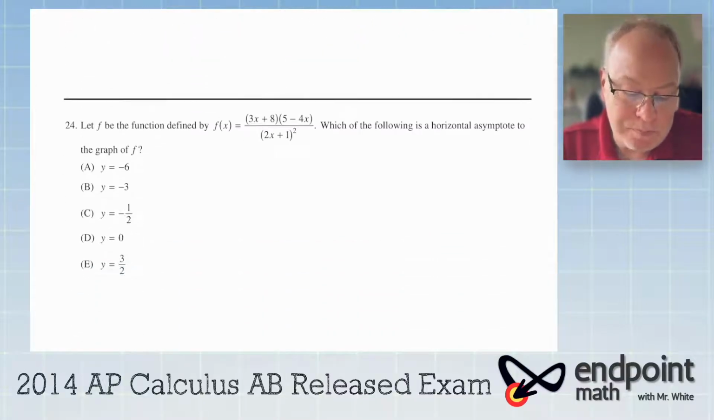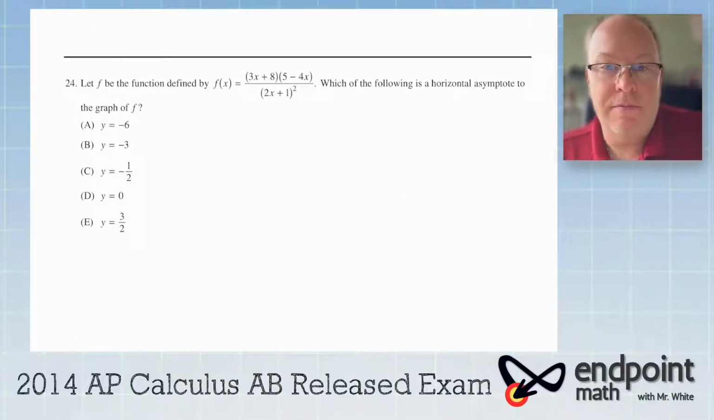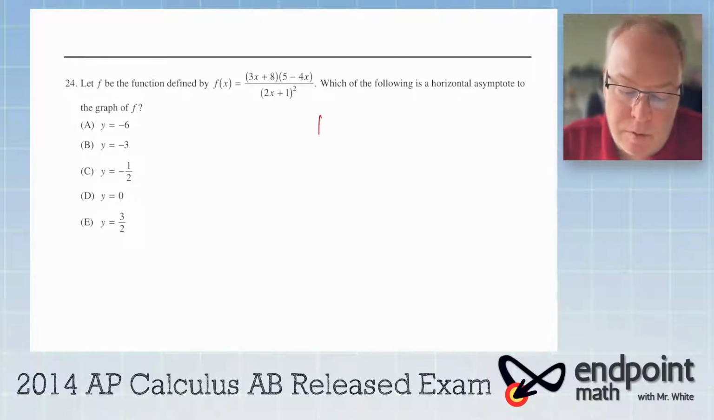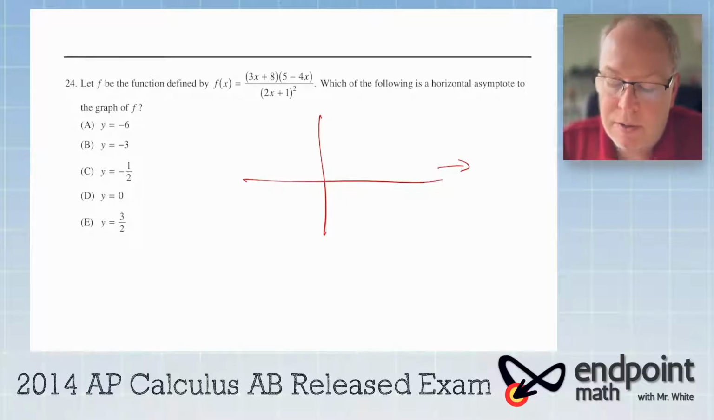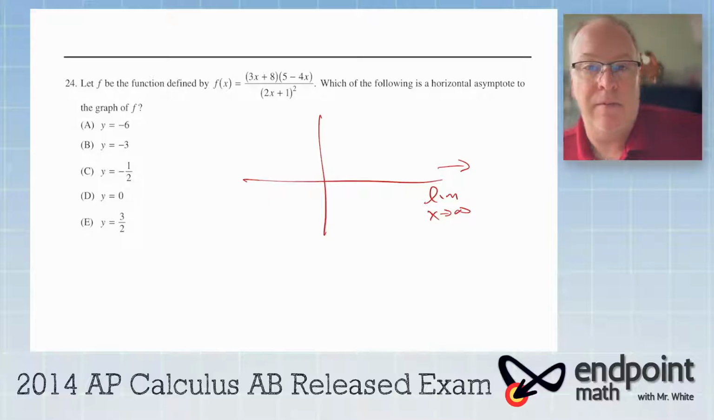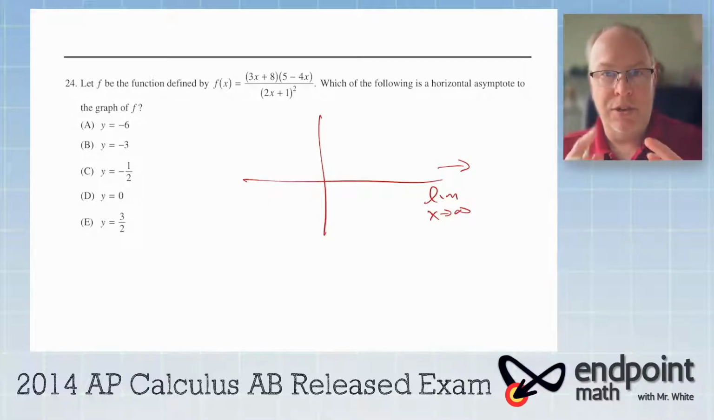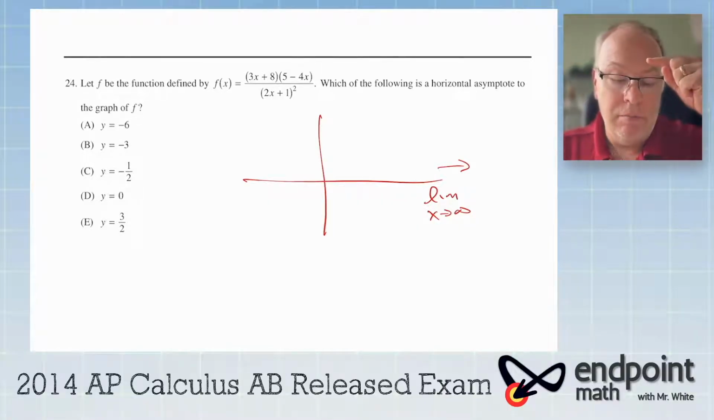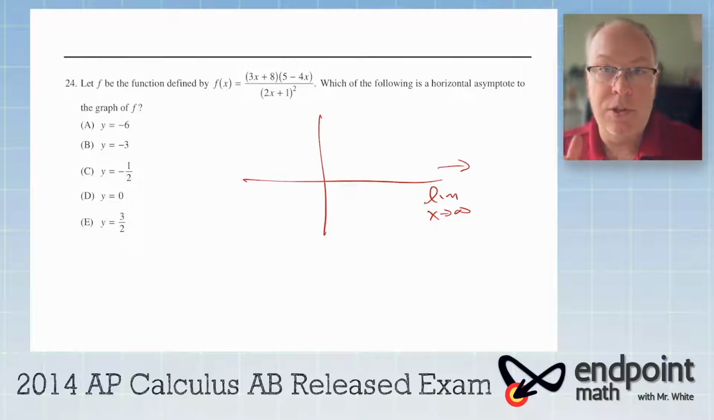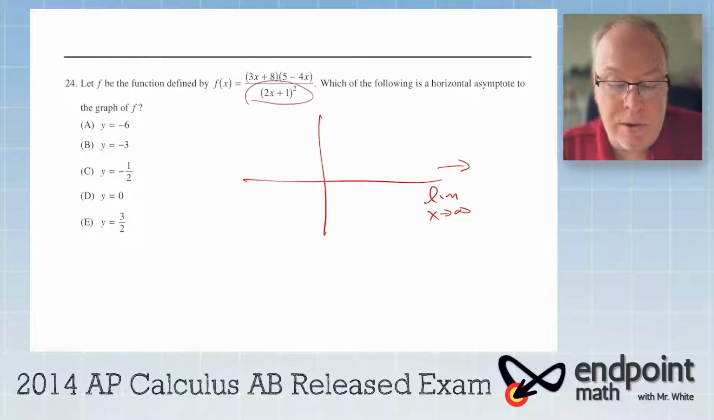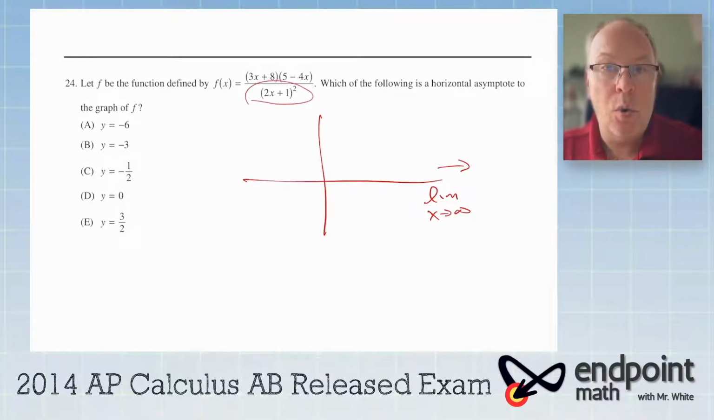All right, moving on. Let f be this crazy function here. This is called a rational function. Which of the following is a horizontal asymptote? Now don't forget, horizontal asymptotes are all about the limit as x goes to infinity or -infinity. So when that's the case, you have 3 cases to consider. If the degree on the top is bigger, there is no horizontal asymptote. If the net exponent on the bottom is bigger, the answer is a horizontal asymptote at 0.